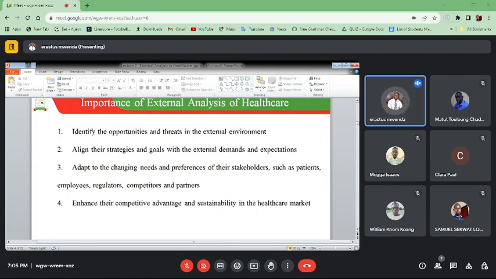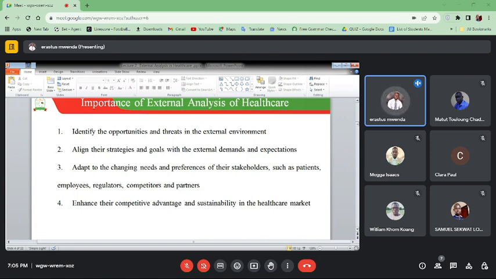We could be able to identify the threats, for example, threats contributed by competition, threats contributed by challenges in the medical supply chain that we are not able to access drugs, and so on and so forth. It is also important because external analysis will help us align our strategies and goals with external demands and expectations.